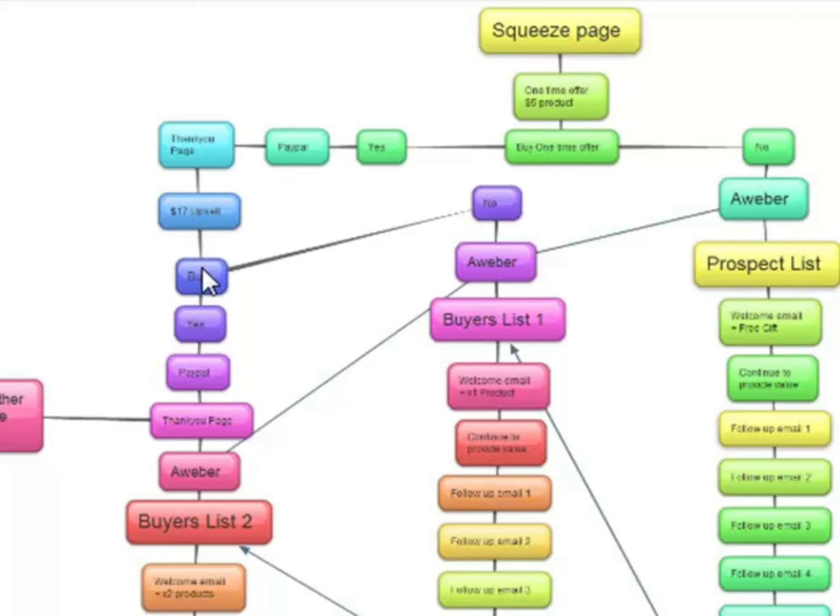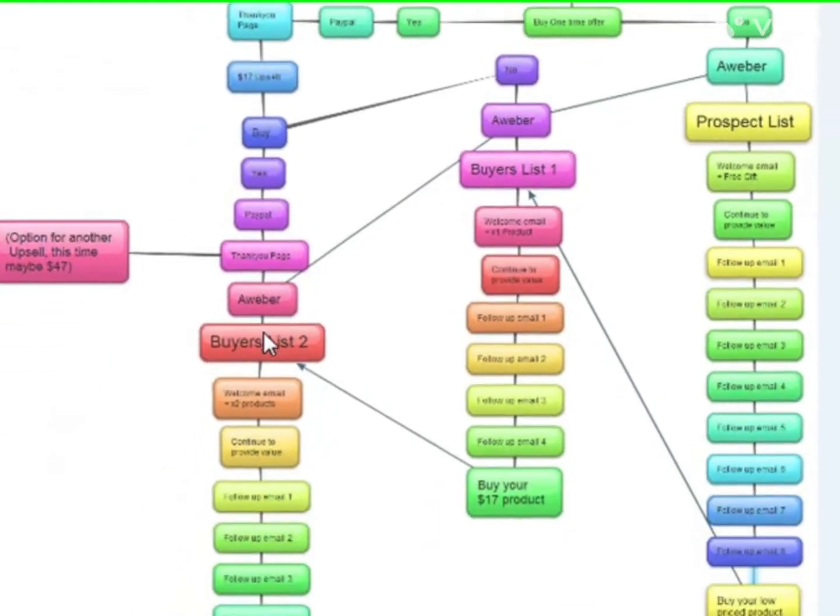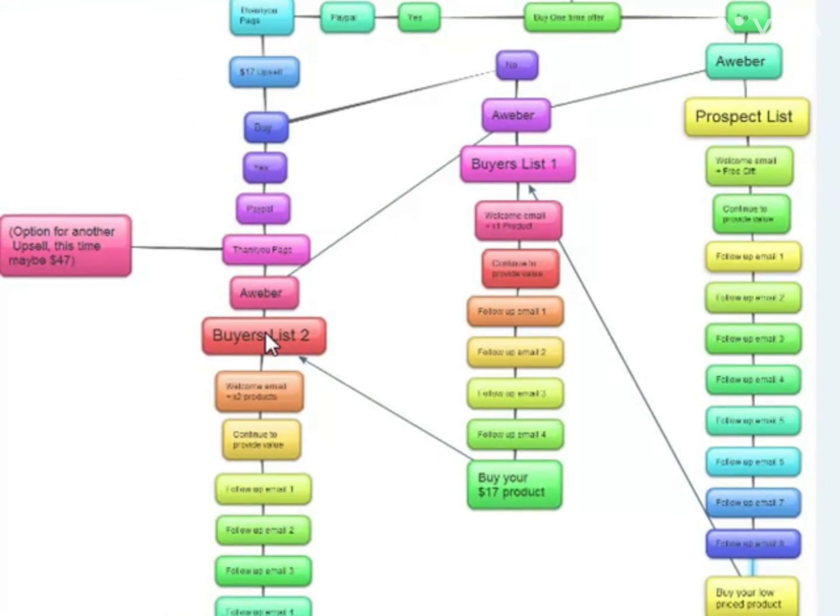They then go through and you put them on your buyers list number 2, because they've just purchased both products and they are a very valuable customer. If they don't buy the $17 upsell, which some won't, then you just put them on buyers list number 1, because they've obviously still purchased your product, which was your one-time offer. So then you put them on your buyers list number 1.